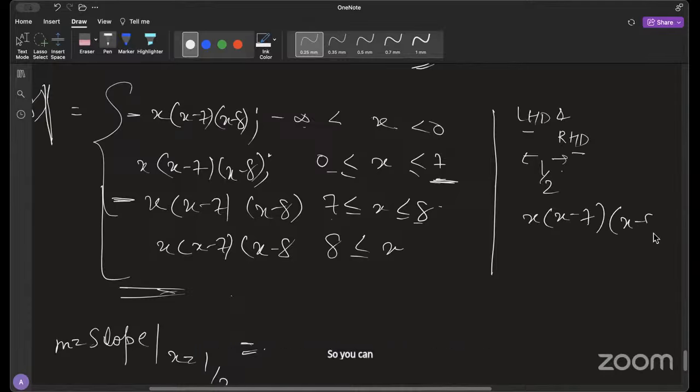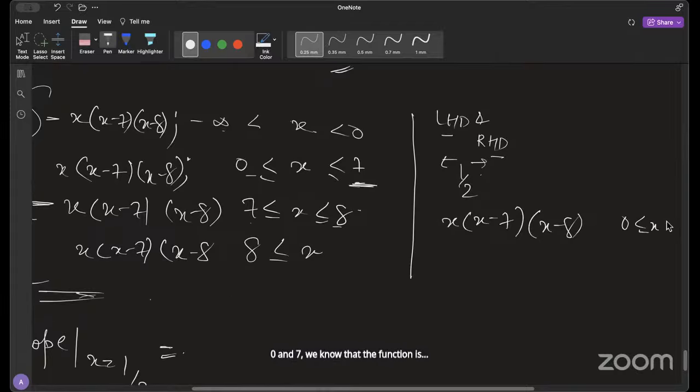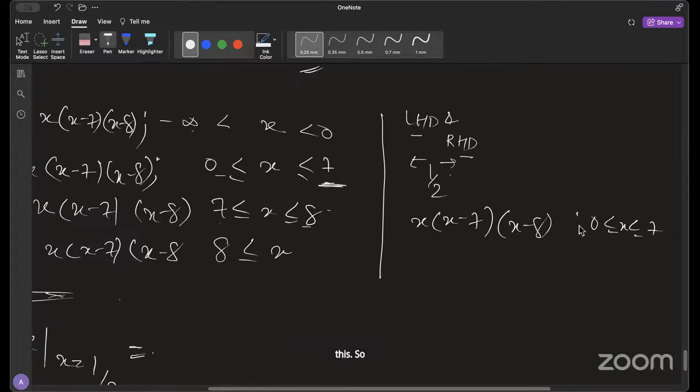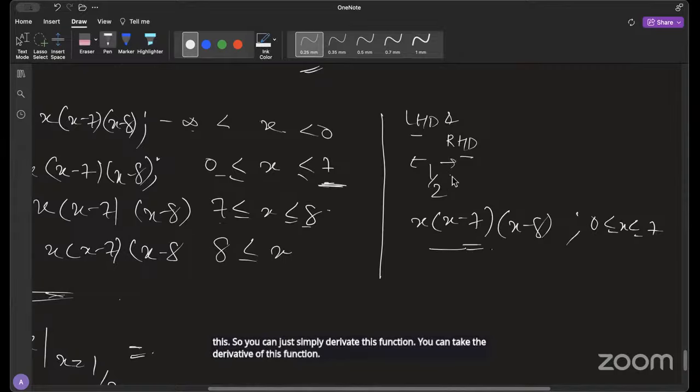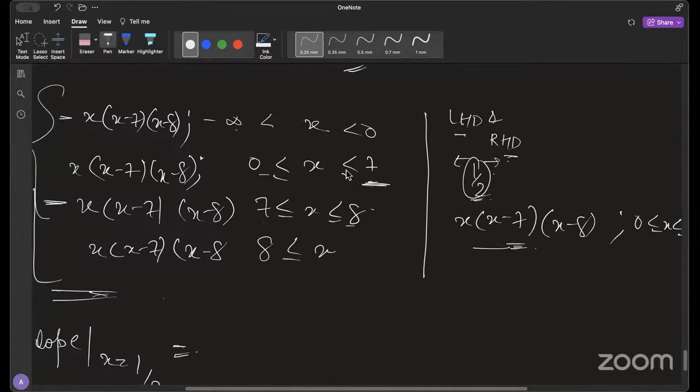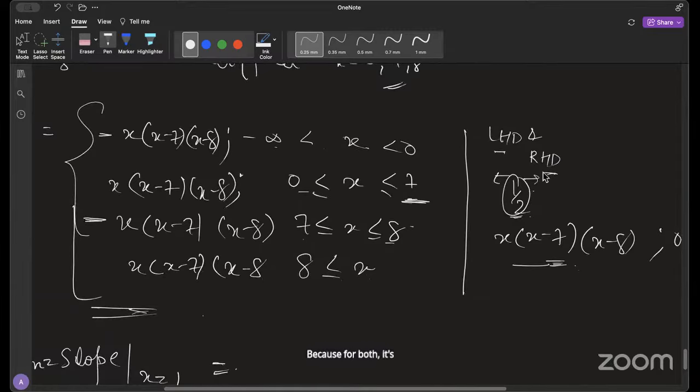So you can just simply, between 0 and 7, we know that the function is this. So you can just simply take the derivative of this function. And why are we not doing the left hand derivative and the right hand derivative thing here? Can anyone answer that? I already just told this, but can anyone answer why we're not calculating the left hand derivative and the right hand derivative separately for half? Because for both, it's the same function.